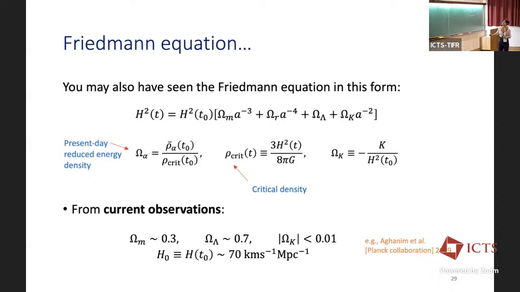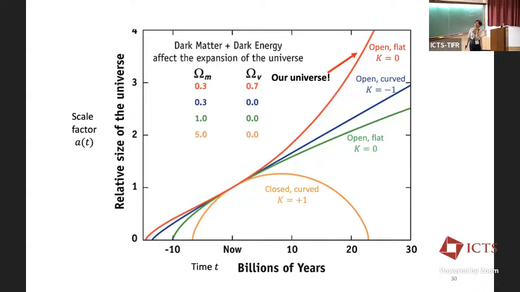Just to give you some numbers here, the current observations show that omega k is much less than 0.01, omega m is about 0.3, omega lambda is 0.7, and H naught here, which is the Hubble expansion parameter today, is about 70 kilometers per second per megaparsec. So this picture illustrates the kind of universe that we live in and where we expect it to go. Here, this is time. The universe that we live in is the one indicated by this red line, which has a flat spatial geometry, omega m is 0.3, and omega lambda, called V here for vacuum energy, is 0.7. So you have this universe that expands forever.